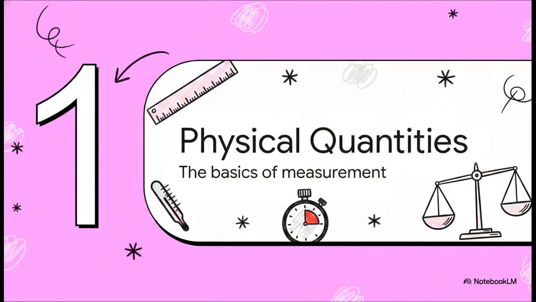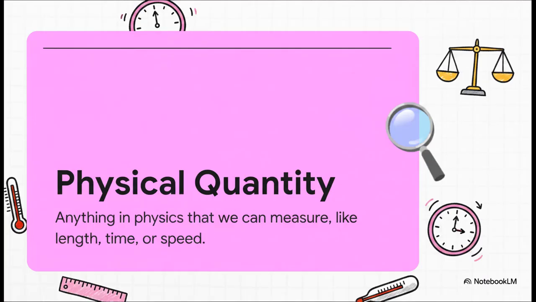Now, to answer that, we actually need to zoom out just a little bit. Before we can get into the nitty-gritty of scalars and vectors, we've got to talk about the bigger group that they both belong to, and that group is called physical quantities. So what is a physical quantity? It's really simple. It's anything in physics that we can measure. If you can put a number on it, like how long this room is, how much time has passed, or how fast a car is going, then you're talking about a physical quantity.